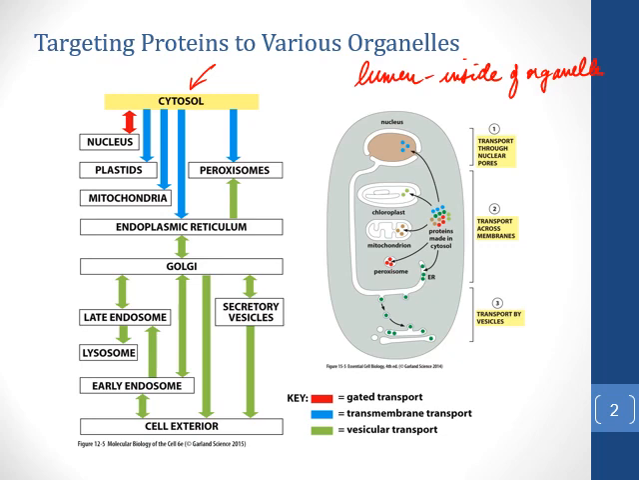But in the case of transmembrane transport, we're actually moving the protein from the cytosol across the membrane to the organelle's lumen. And then the third mechanism you'll see is vesicular transport. In that case, what happens is a protein is actually incorporated into a vesicle. And that vesicle then serves as a transport mechanism to get it from one organelle to another. Now notice in that case, we're not moving the protein from the cytosol to an organelle. We're moving it from one organelle to another.